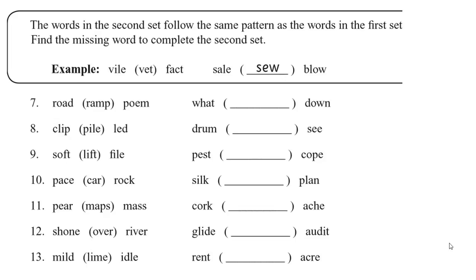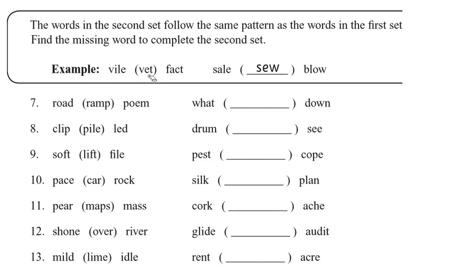What we're going to be looking at today is word patterns. We want to see whether there are patterns in words, or looking at the letters that are being swapped. What I mean by that is, let's look at example 1. But first of all, we need to read the instruction. It says the words in the second set follow the same pattern as the words in the first set.